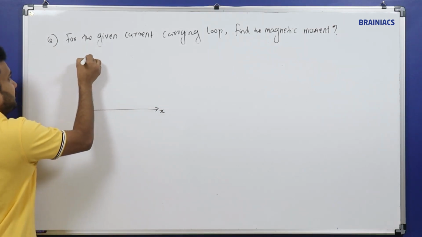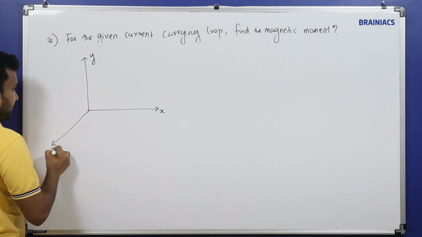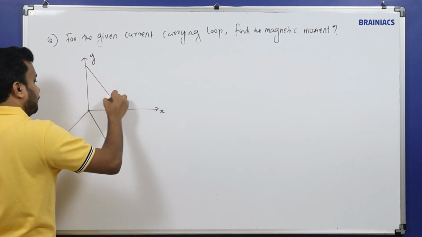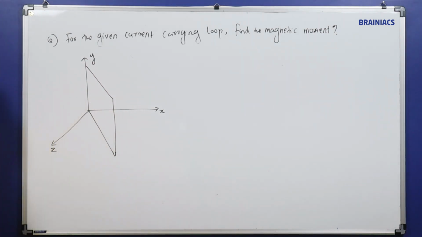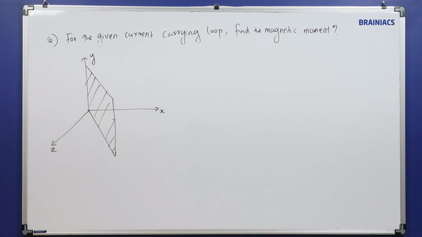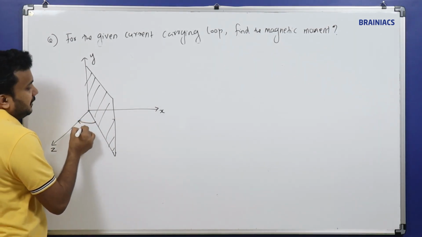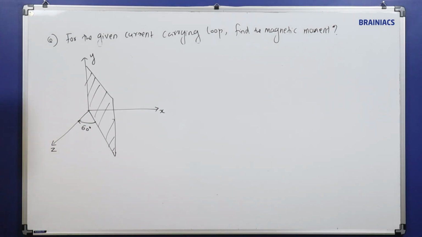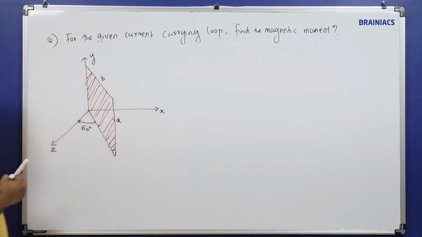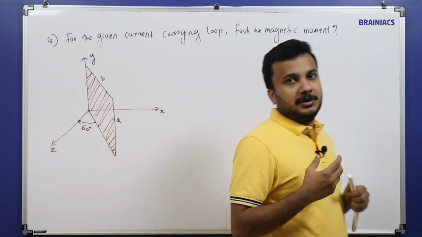So this is again the x axis, this is the y axis, and this is the z axis. I have a loop here like this, located like this. Hope this is clear. This will make 60 degrees with the z axis, and this length is A and the breadth is B. It is not perfectly in line, but makes some angle, located in this plane, making 60 degrees with this one.